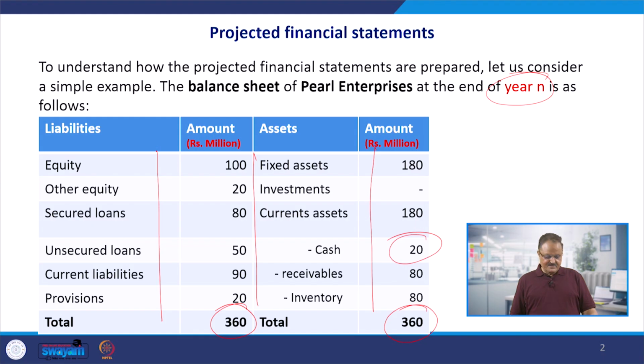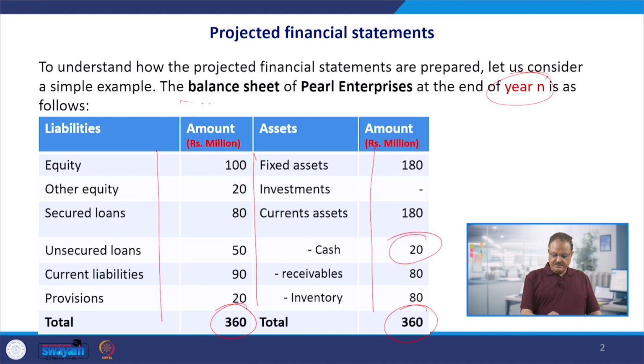340 million rupees have been spent on converting those resources into assets, both the long term fixed assets and the current assets. This way, the total information, whether you call it a balance sheet or a statement of information, is presented to us for the current period. So, to understand how the projected financial statements are prepared, let us consider a simple example.